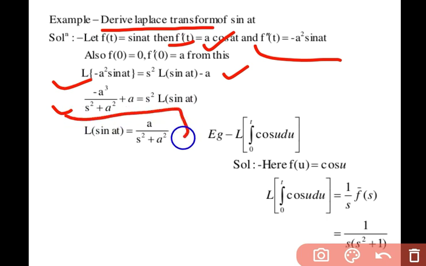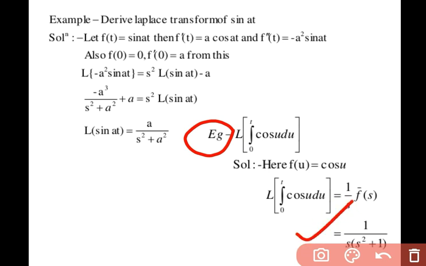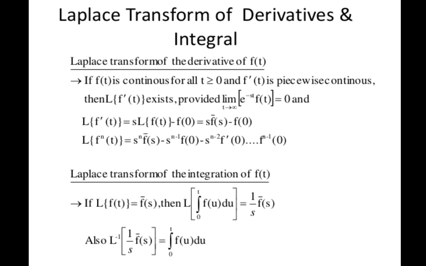And finally, L of sin at equals a upon s squared plus a squared. So this is an important formula. Similarly, we can find others. This is another example: L of the integral from 0 to t of cos u du. First we suppose f(u) equals cos u, and then we solve it using the previous formula. So if you try, you can do it.